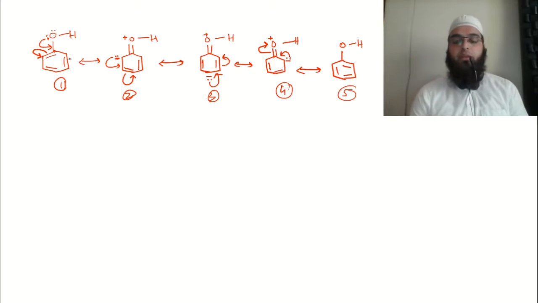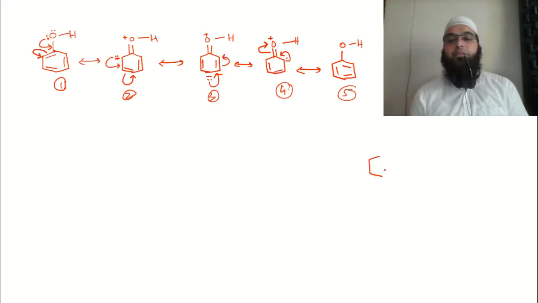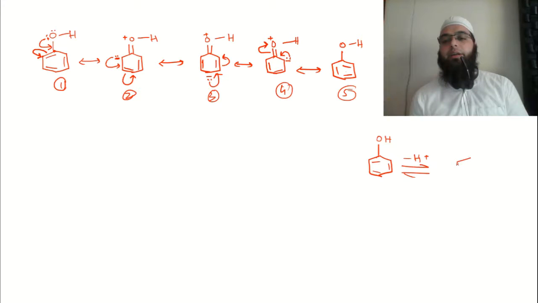But the question arises, if it is stable, why is it losing this proton? So the answer lies in the question, because the overall change that takes place is we have a phenol, when it loses a proton, it gives us the phenoxide ion. We get the phenoxide ion plus hydrogen, H positive proton.